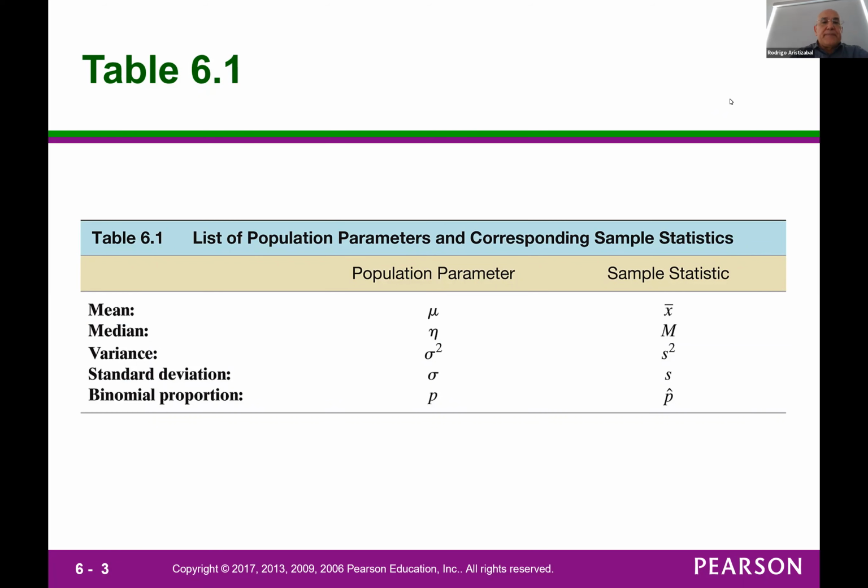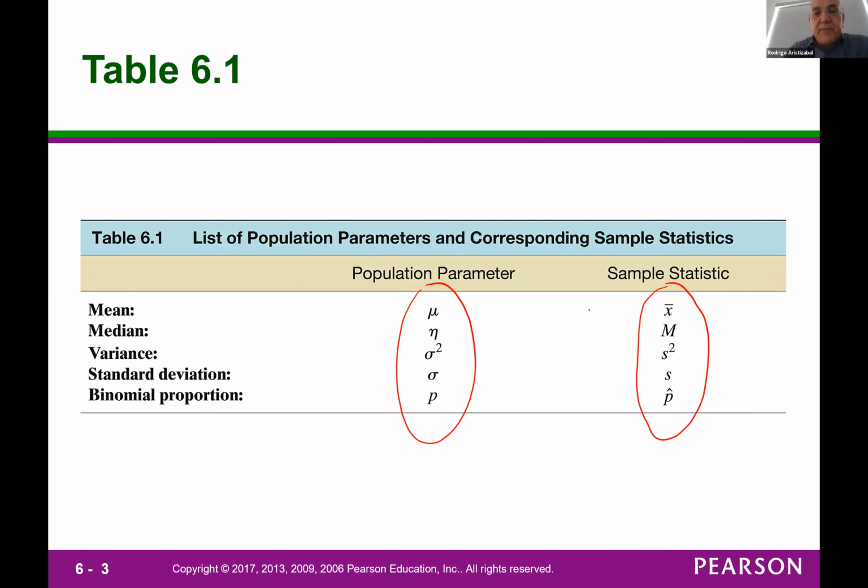Actually, there are a lot of parameters and statistics, but the most important parameters in one data set or population are the mean, median, variance, standard deviation, and proportion, the binomial proportion. We use Greek letters to denote these parameters. And for each parameter, we have a corresponding statistic. To denote the statistic, we use Latin letters like this.